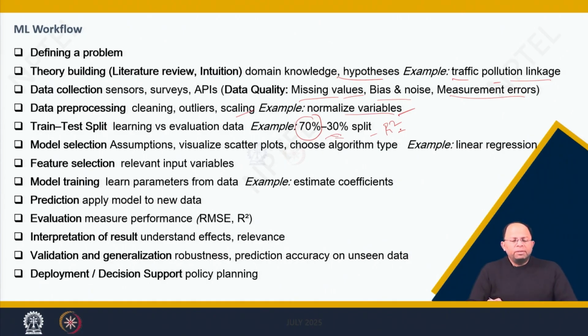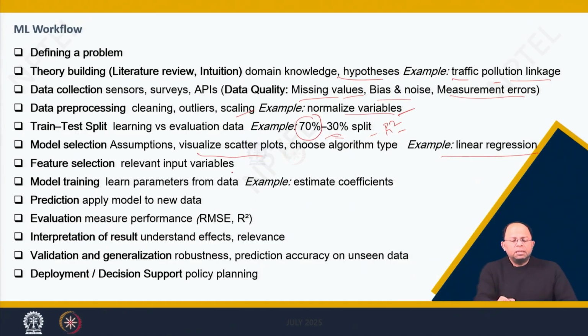Then we select the right model, that means based on the assumptions, like is the data normally distributed, what is the distribution of residuals, then depending on the scatter plots, is the predictor and the target variable linearly related. Based on all these things we decide what sort of algorithm we are going to use, right? So of course in this example we are going to use linear regression, but obviously the choice of the algorithm depends on the nature of the data.